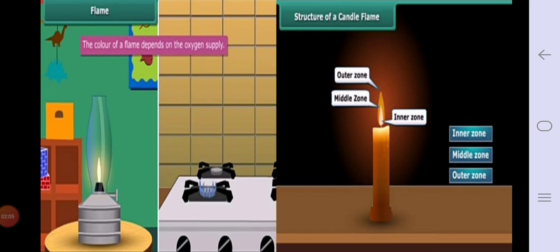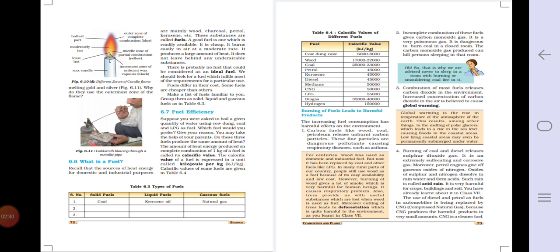Now see what activity is given there. Now structure of a flame, you can see in the slide there are 3 layers: outer zone, middle zone and inner zone. Okay, these are the 3 layers shown there. In the textbook you can see they have shown on page number 72. Here you can see they have shown flame of candle.